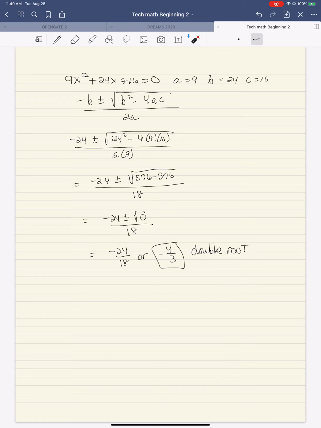So under the radical, this is also called a discriminant. 576 minus 576 is 0. Square root of 0 is 0. That's fine. So pretty much the answer is just minus 24 over 18 or minus 4/3. You only got one answer on this. This is one of those double roots. If this factors and I went ahead and tried to factor it, which would take a little while because of the numbers, you would see that you end up with the same answer twice.